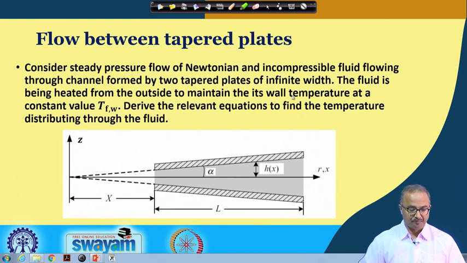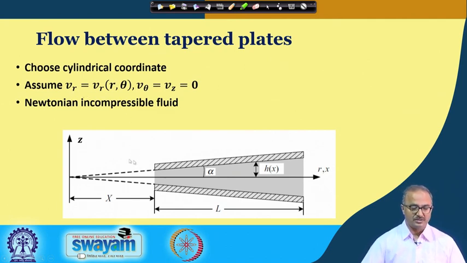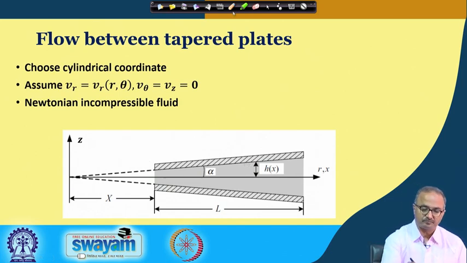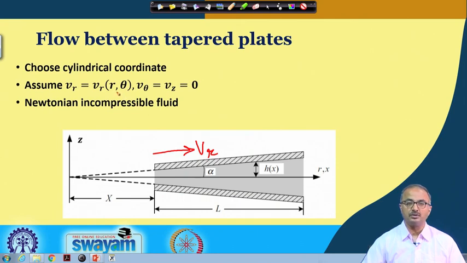So what we shall do now is see how we are going to make the balance equation. First we shall go with the coordinate axis that we have chosen, cylindrical coordinate, and here we are assuming that VR, the radial velocity, is in this direction. This is the radial velocity direction. So this is VR, taken to be a function of r and theta, and V theta and Vz are taken to be 0. That means we are considering a one-dimensional flow. Also we are considering the liquid to be Newtonian and incompressible.